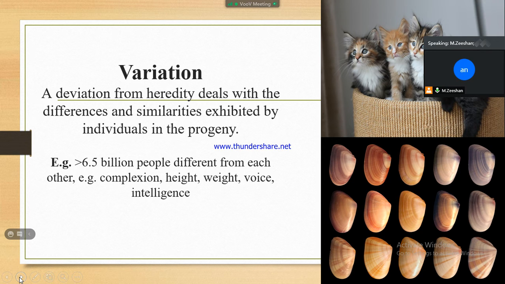Basically, when fertilization and gamete formation take place, crossing over happens. This crossing over leads to variations, and the offspring vary from their parents. For example, there are 6.5 billion people who are different from each other in complexion, color, height, weight, voice, intelligence, etc. Some of your students are very good in studies, like a 3.9 CGPA, but some students have a 2 CGPA. Both are humans, both are students, both are taught by the same teachers, but the mentality level is different, and that is known as variation.